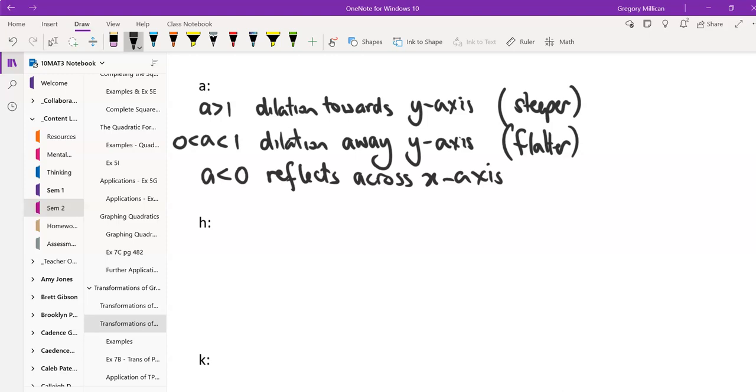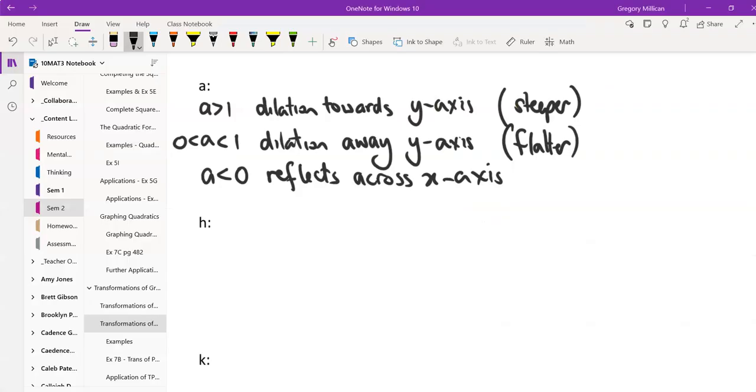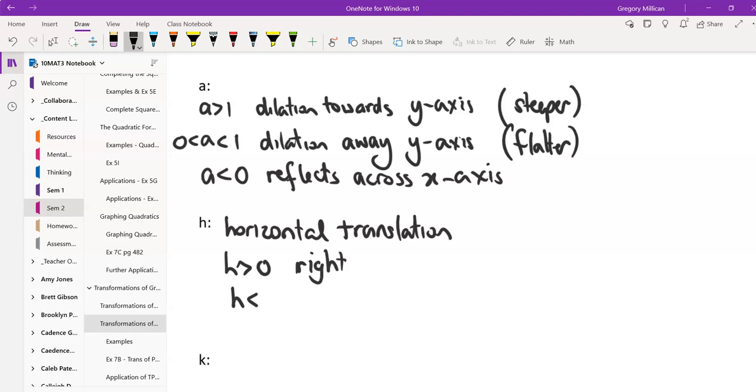Right, what did H do? Horizontal translation. So H is a horizontal translation. The graph slides left to right, yes? When we move, H just goes back and forth this way. When H is greater than 0, which way do we go? To the right. So when H is greater than 0, we go to the right. When H is less than 0, we go to the left. Pretty easy.